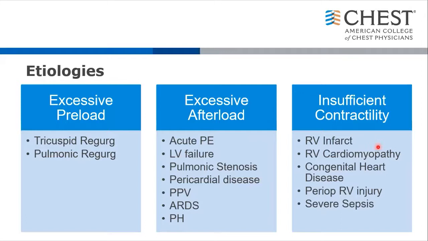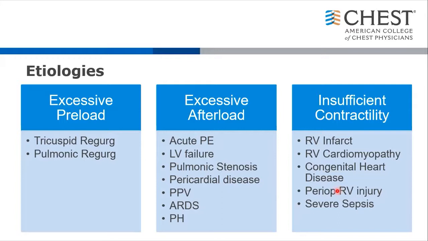And then finally, in the insufficient contractility category, you've got RV infarct, RV cardiomyopathy, and congenital heart disease that's affecting contractility of the RV. Sometimes perioperatively, the RV can be injured in such a way that it does not function and contract the way we would like. And then finally, severe sepsis. We know that there is cardiomyopathy of sepsis that can occur here. Sepsis can also be put into the excessive afterload category, depending on the infectious etiology for the sepsis. But just keep that in mind.